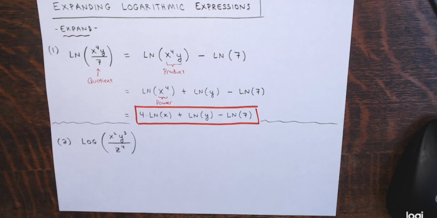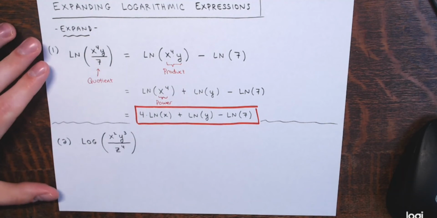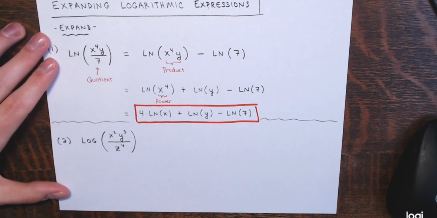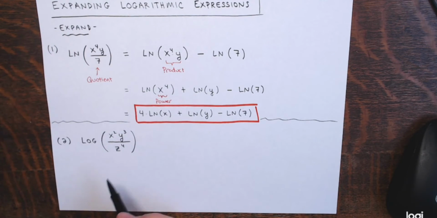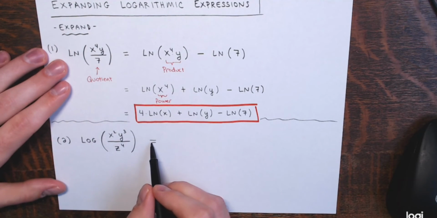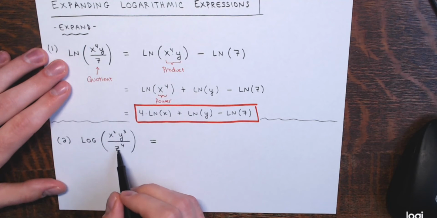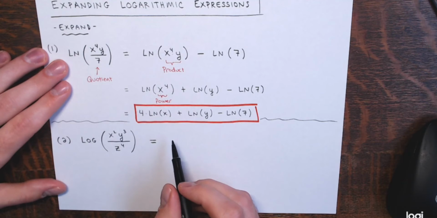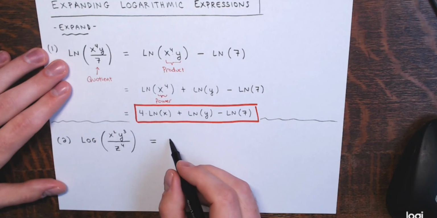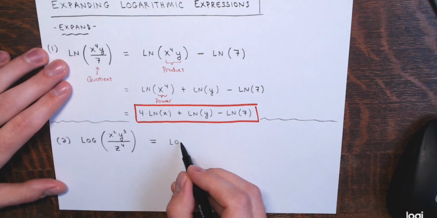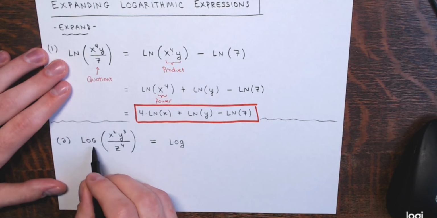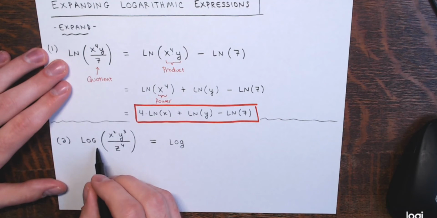All right, so I got something similar here in example 2. Asked to expand this logarithm. So I look inside the logarithm, and the first thing I notice is that it is a fraction. There's a numerator and a denominator. So I'm going to apply that quotient rule. So this will be equal to the log. Now remember, this is log base 10. Right? There is no base, so it's common log base 10.